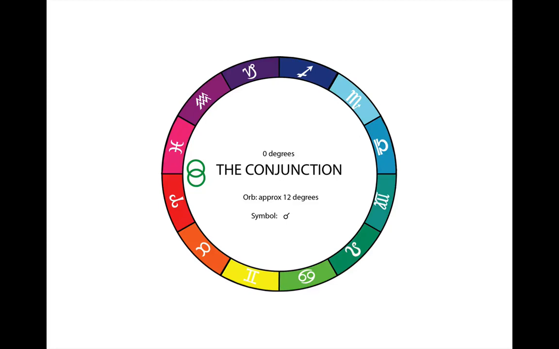And the first one is quite clear in a sense. It's the conjunction. And the conjunction is when two planets are roughly in the same place. So their energies merge. And the merging of that energy is something you have to work out. How is that energy going to merge?